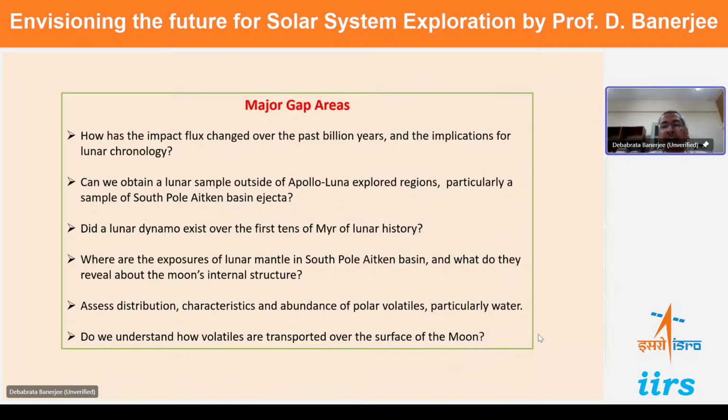The distribution, characteristics, and abundance of polar volatiles, particularly inside the permanently shadowed regions, is difficult to assess because solar panels are dependent on the sun, right? So you need development of RTG, which needs to be pursued soon. And do we understand how volatiles are transported over the surface of the moon?